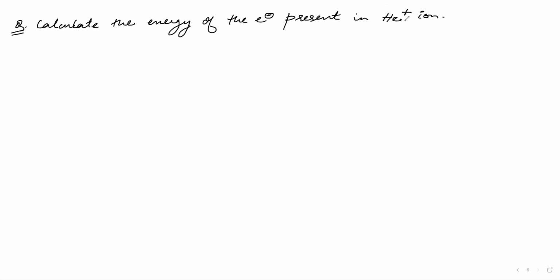Calculate the energy of the electron present in helium atom, or rather I should say helium positive ion. So where will be the electron? In which orbit will be the electron for helium, if I have removed one electron? In the first orbit.